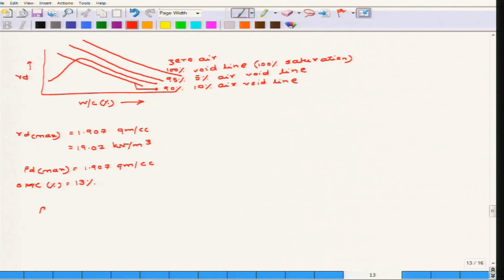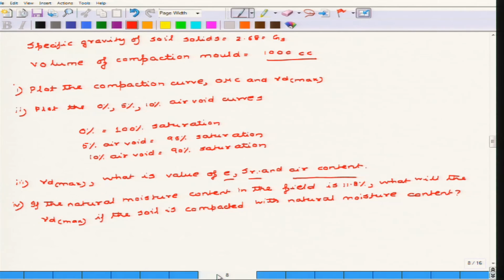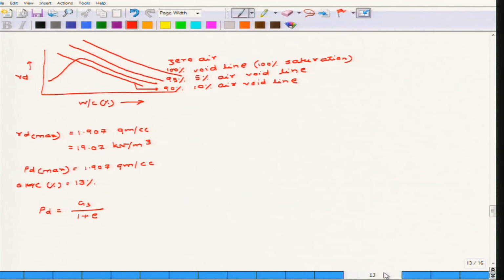Now, we know that rho d is actually equivalent to Gs by 1 plus e. So, Gs is already given to you as 2.68. So, this is equivalent to 2.68 by 1 plus e into 1.907. So, from here you can find out the value of e as 0.406.